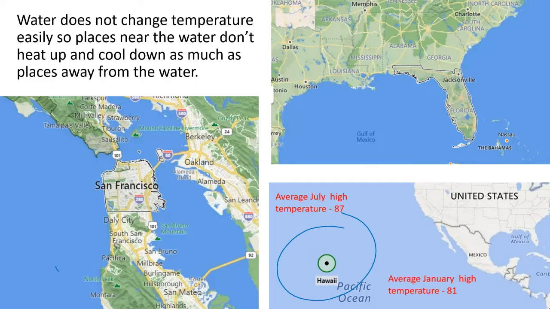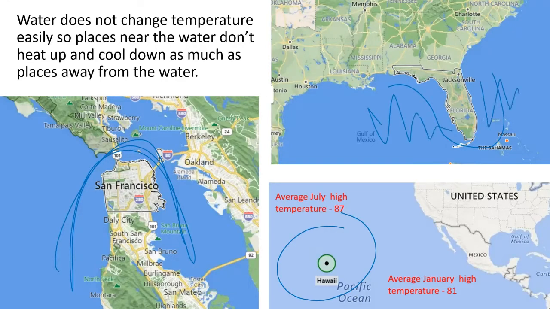San Francisco, California is on a peninsula. It has water on all sides of it. It's surrounded by so much water that doesn't heat up and cool down that San Francisco pretty much has the same temperature all year round. Florida, because it is a peninsula that sticks out into the water, is surrounded by water that doesn't change temperatures too much. Therefore, the state of Florida does not change temperatures significantly.